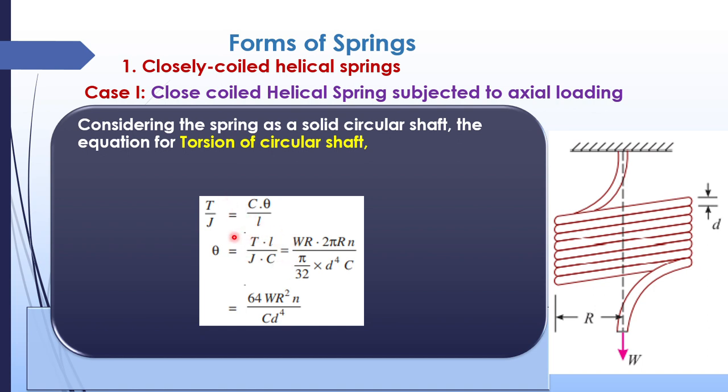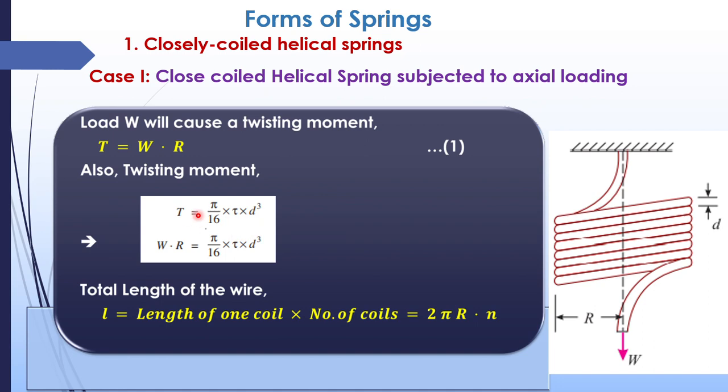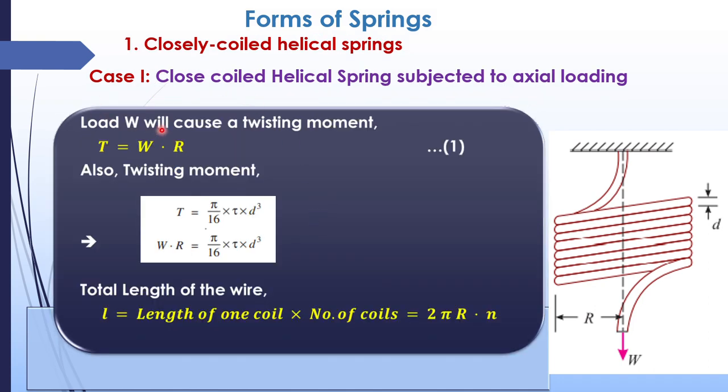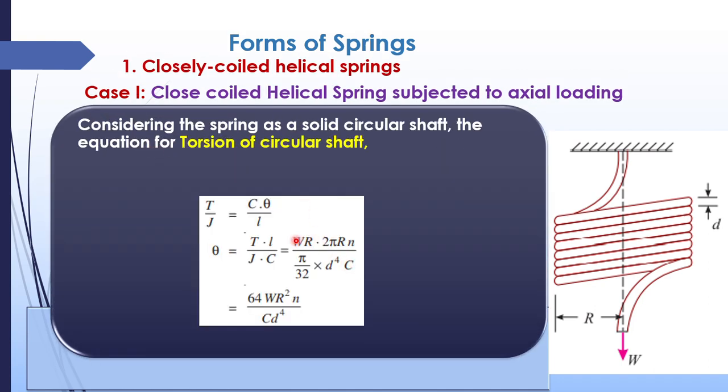In that, T we have already seen is equal to pi by 16 tau d cube. That value we have to provide, or otherwise we can provide W into R. Here you can see T is equal to W into R. L is nothing but 2 pi Rn, and J is the polar moment of inertia.